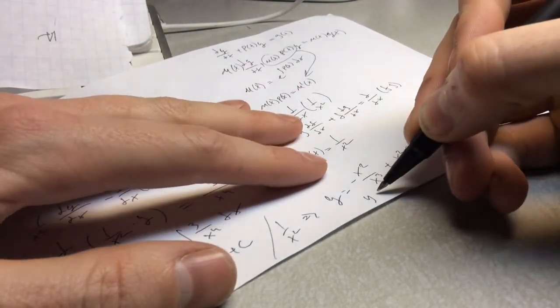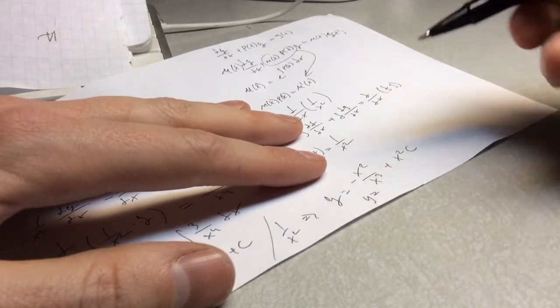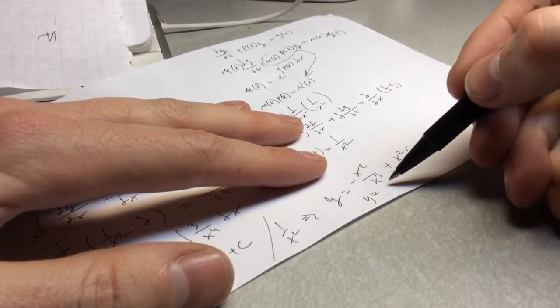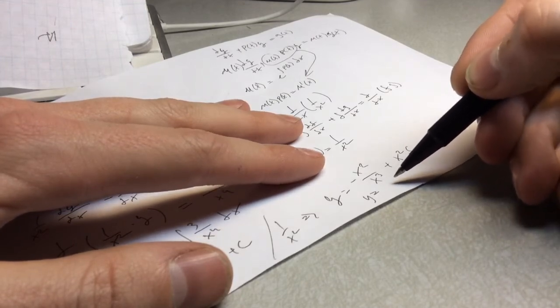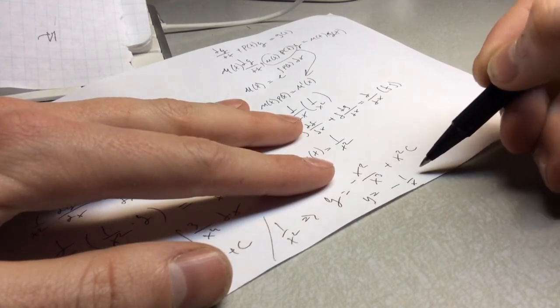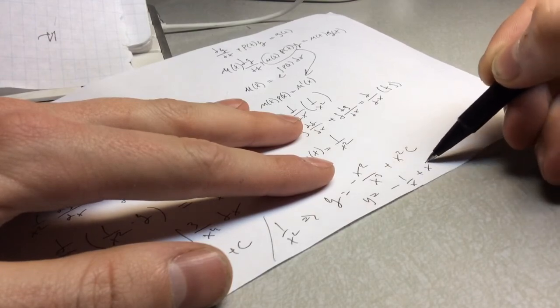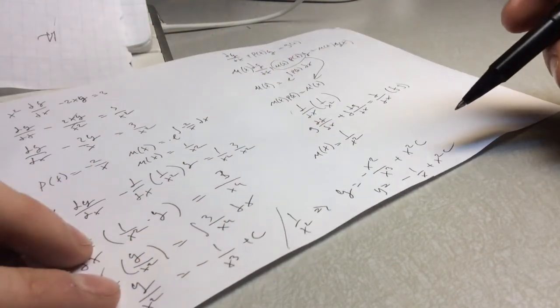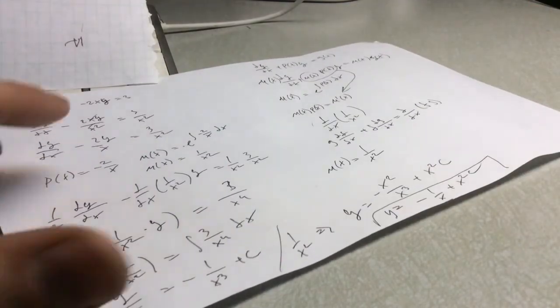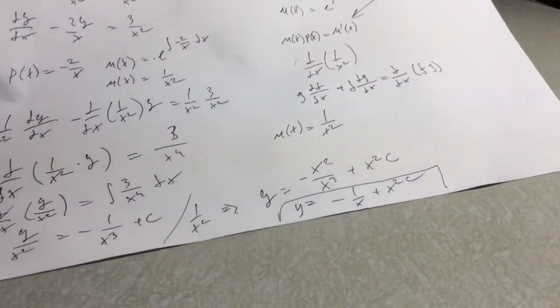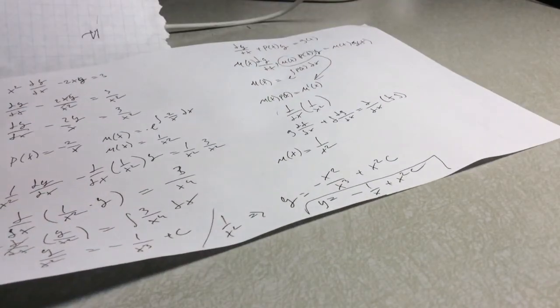So now we're pretty much done. We have y as a function of x, which is our goal. So y is minus 1 over x plus x squared c. You can maybe make that look prettier, but we're pretty much done. I'm going to upload this video on YouTube and show you guys how to edit it.